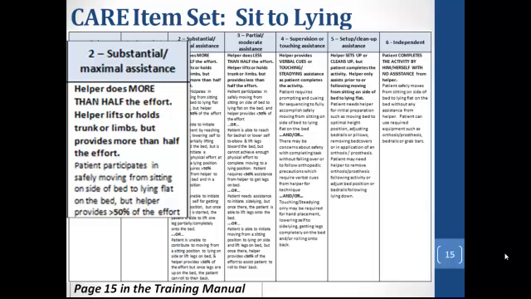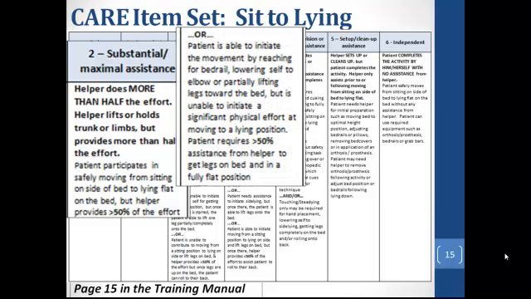So you might have a patient who is able to initiate the movement by reaching for the bed rail, lowering themselves to the elbow, or partially lifting their legs toward the bed, but is unable to initiate a significant physical effort at moving to a lying position. The patient requires greater than 50% assistance from the helper to get the legs on the bed and in a fully flat position.